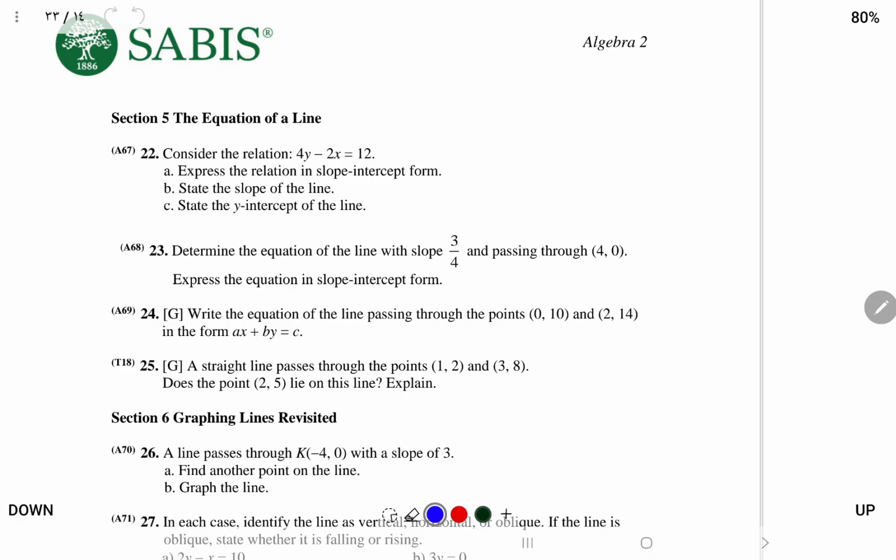Consider the relation 4y minus 2x equals 12. Express the relation in slope-intercept form, which is y equals mx plus c. So we have to put this relation in this form. To do that, we have to make y the subject of the formula.